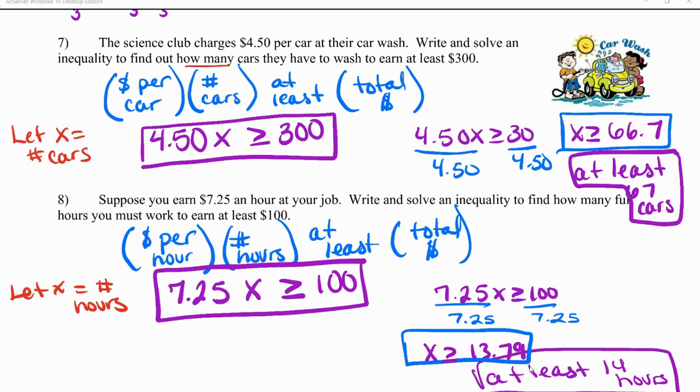Okay, so that's it for the 2-3 notes on solving inequalities using multiplication and division. The key takeaway is to make sure that you flip the inequality symbol whenever you multiply both sides by a negative or divide both sides by a negative number.